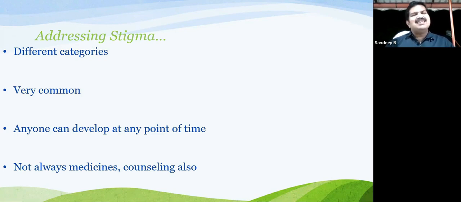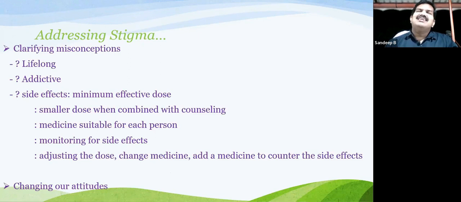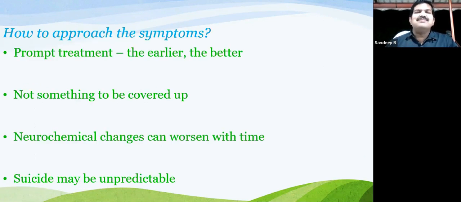Another thing we need to understand is that these symptoms are very common, and anyone can develop them at any point of time, and it is not always medicine. Sometimes even just counseling is enough for mild, beginning symptoms. And for addressing the stigma, we need to clarify misconceptions. These are not lifelong medicines. Once the symptoms are gone and everything is stable, we can slowly taper off the medicines in most cases. And these are not addictive medicines, and we can give the minimum effective dose to minimize side effects. There are many good, effective medicines without any significant side effects. And of course, we need to change the attitude towards everything, and prompt treatment is better, the earlier the better.